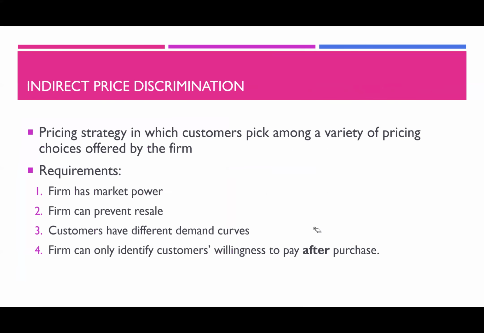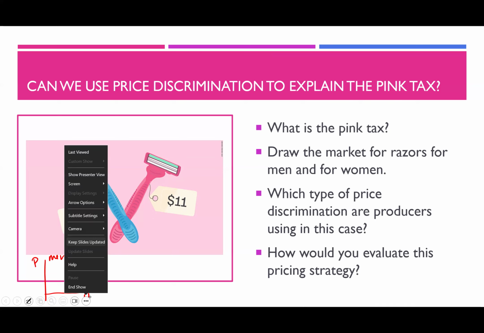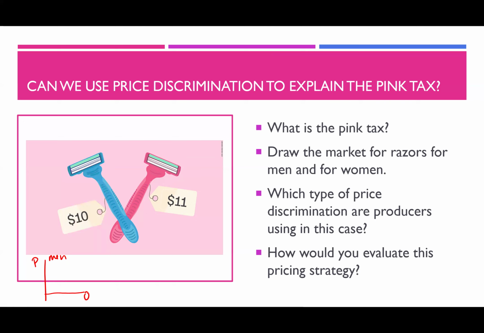So let's see if I have a slide I can draw on here. So we'll draw the market for men on the left for razors. Okay. And on the right, we'll do women. And what the firm is seeing is that women's willingness to pay is much steeper, much more inelastic, excuse me. Whereas for men, theirs is much flatter, right? And the demand choke price is lower, meaning they're not willing to pay as much, okay?